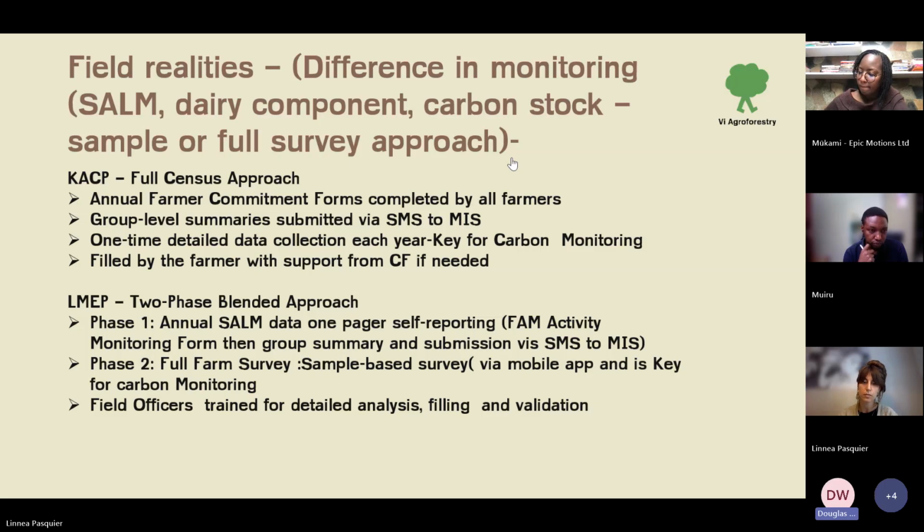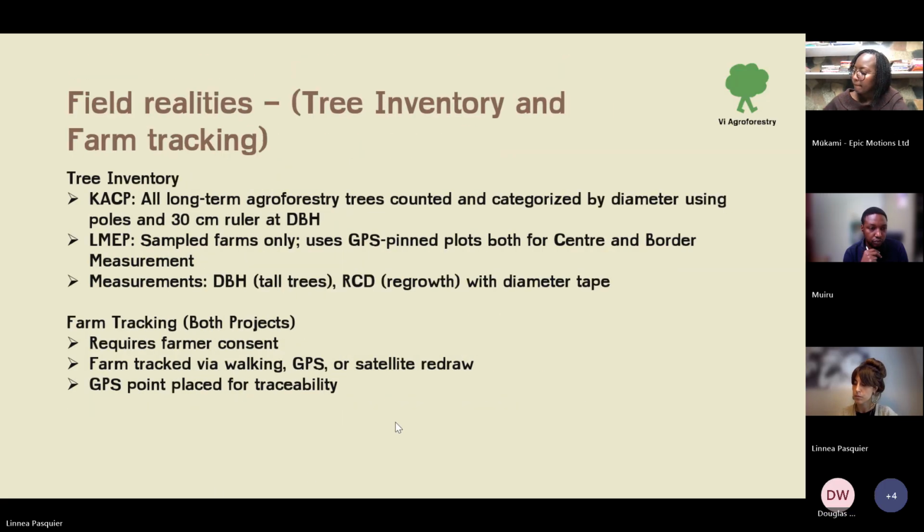Maybe next slide. You see it, Douglas? I've changed slides. Not yet, not yet. Ah, weird. It says tree inventory and farm tracking. That's strange. Okay, do you see it? Now I see.